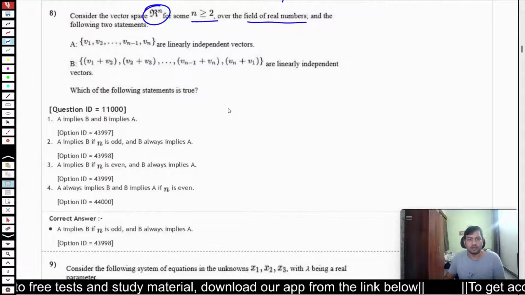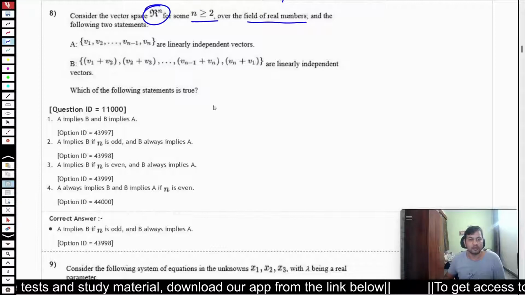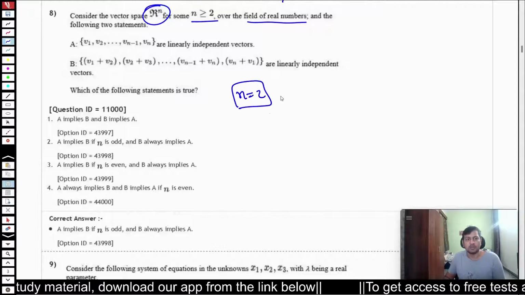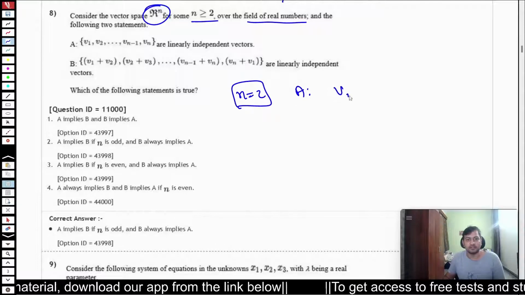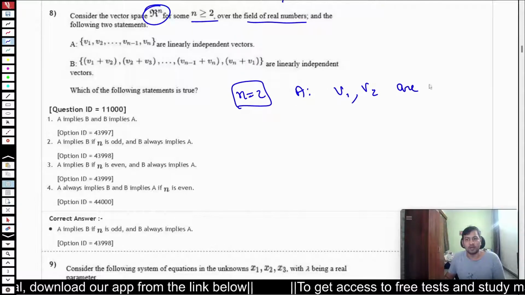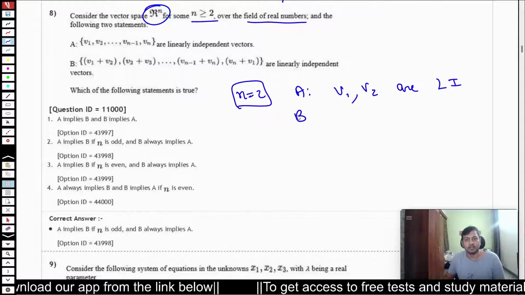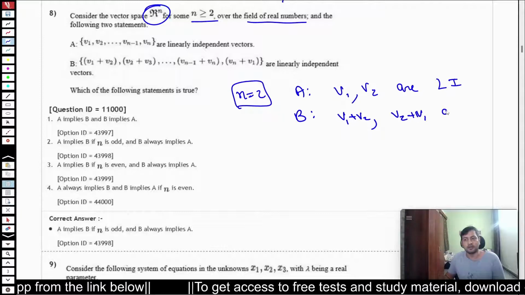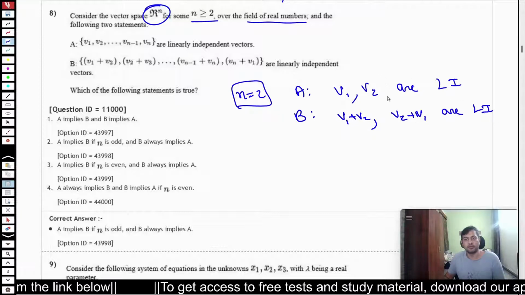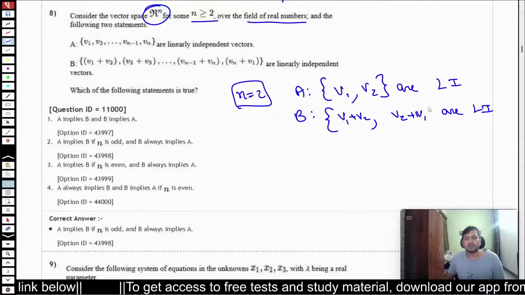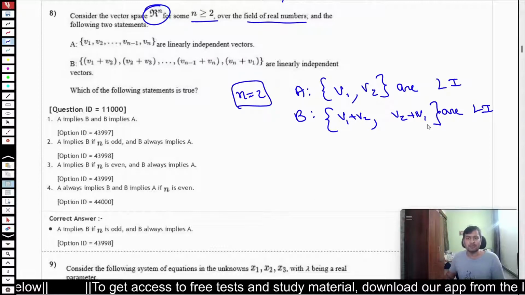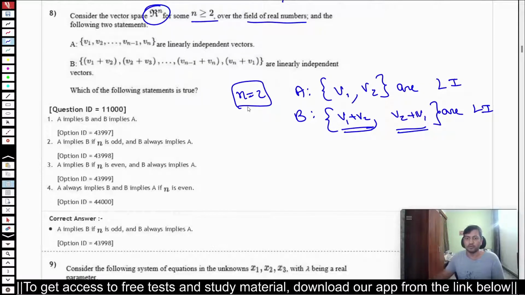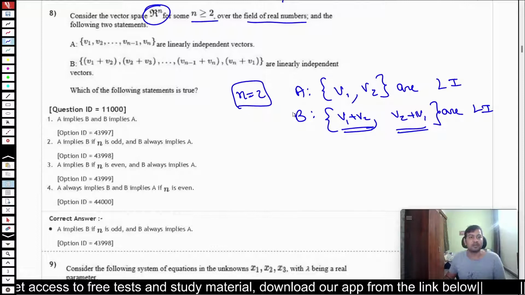So first of all, here there is a very simple trick: if you take only two vectors, suppose n is equal to 2. So what is statement A saying? Statement A is saying v1 and v2 are linearly independent, and statement B is saying v1 plus v2 and v2 plus v1 are linearly independent. Okay, so statement A can be true, but statement B does not become true because these are basically the same vectors. So for n equals 2, statement B becomes false.